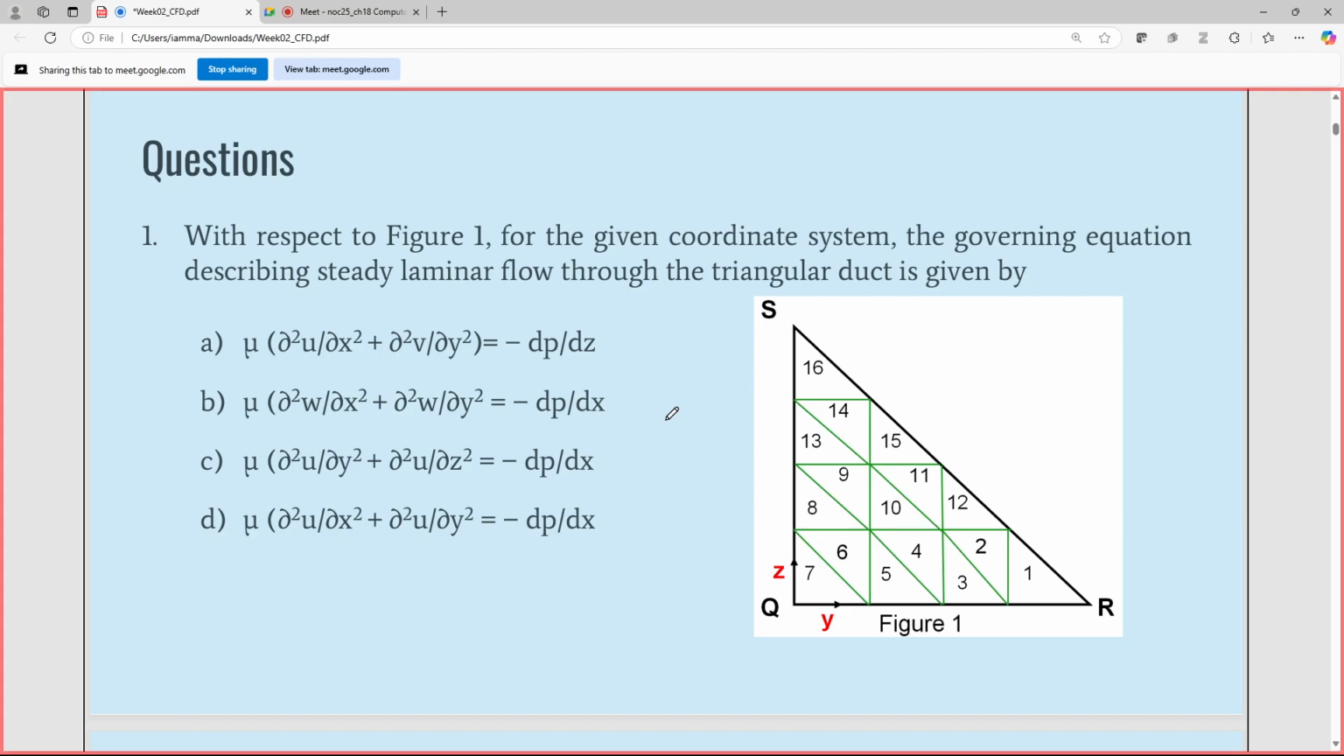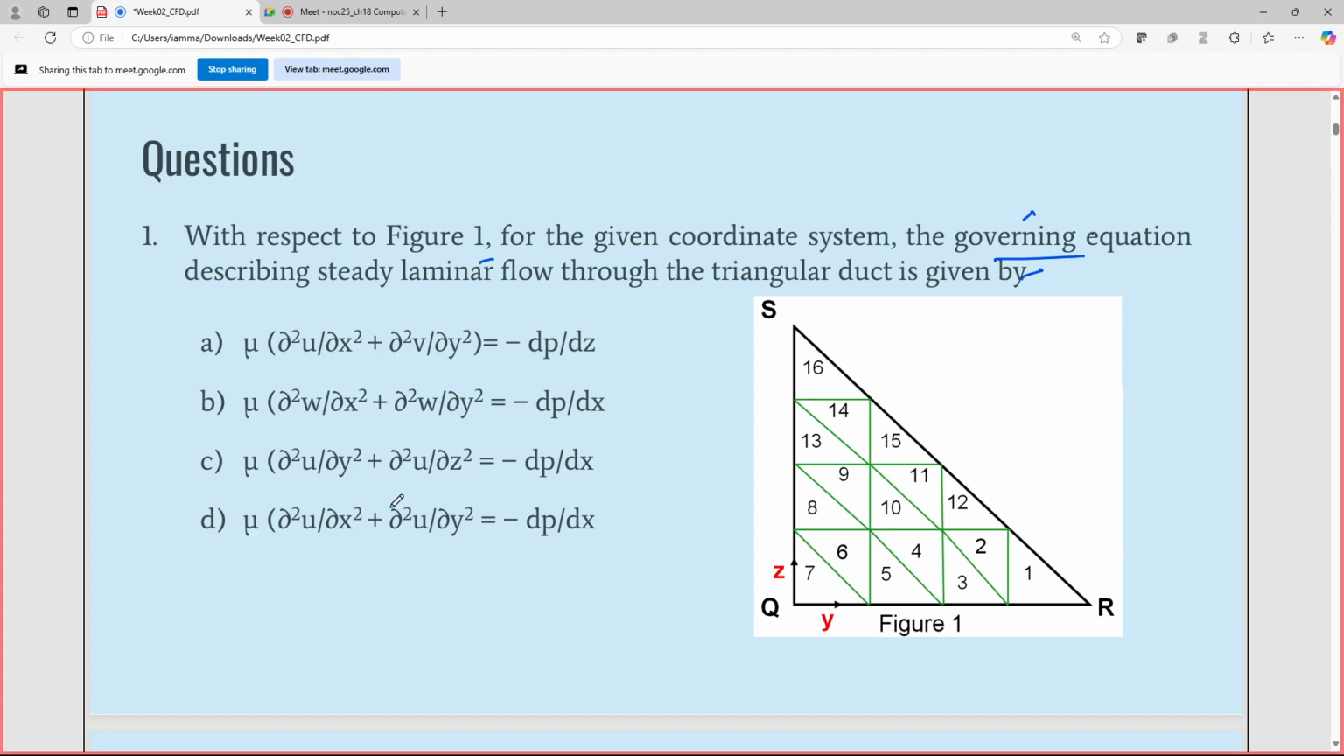with respect to figure 1, for the given coordinate system, which of the following is the governing equation describing the steady laminar flow through a triangular duct? Option A, mu into dou square u by dou x square plus dou square v by dou y square is equal to minus dp by dz. Option B, mu into dou square w by dou x square plus dou square w by dou y square is equal to minus dou p by dou x.